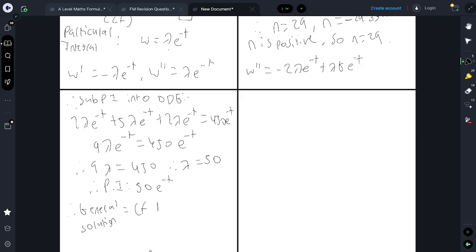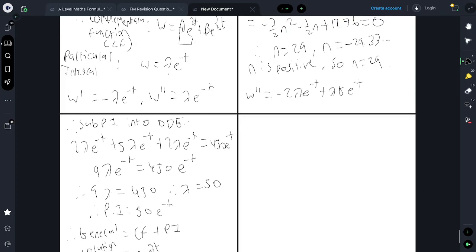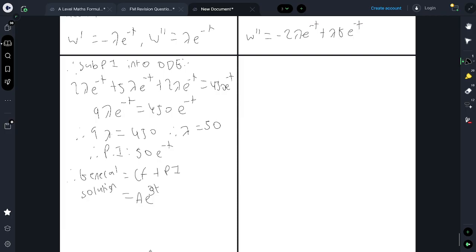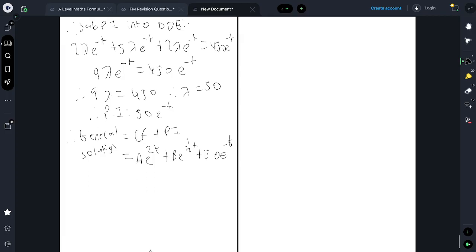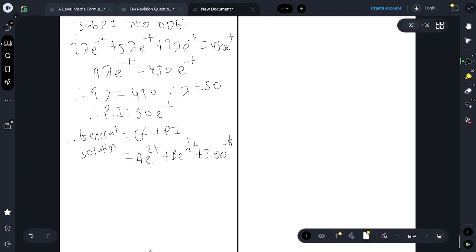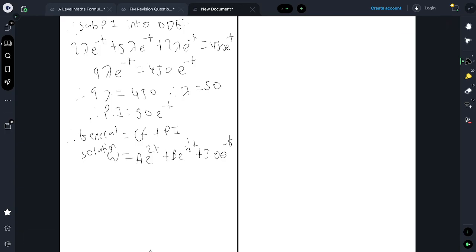So it's a complementary function plus a particular integral. The complementary function, remember, was a e to the 2t plus b e to the half t plus 50 e to the minus t. Great, so that's the answer to that. That's the general solution for W. So that's W equals.